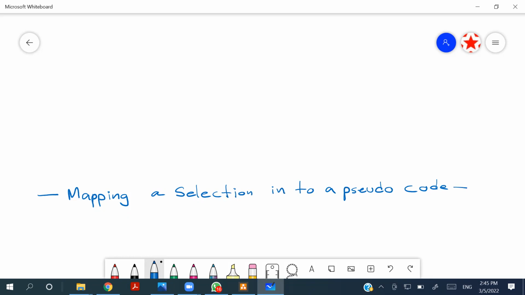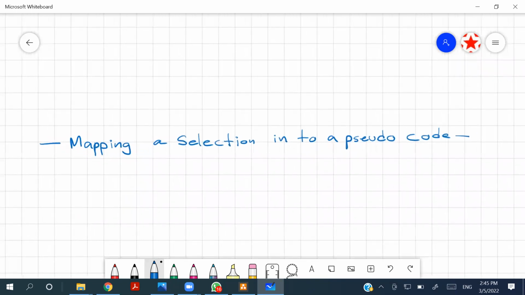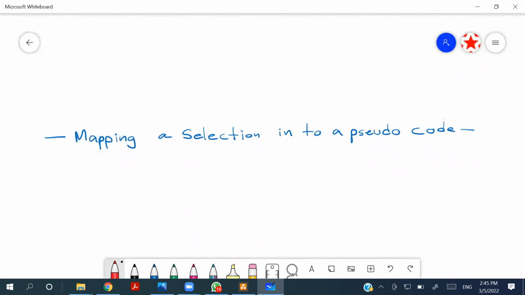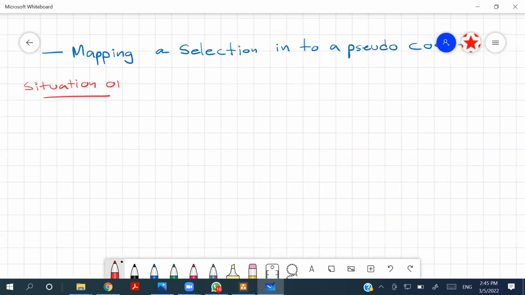So mapping a selection into a pseudocode, that is going to be your topic. And here comes situation 1. Situation 1 is going to be described like this.